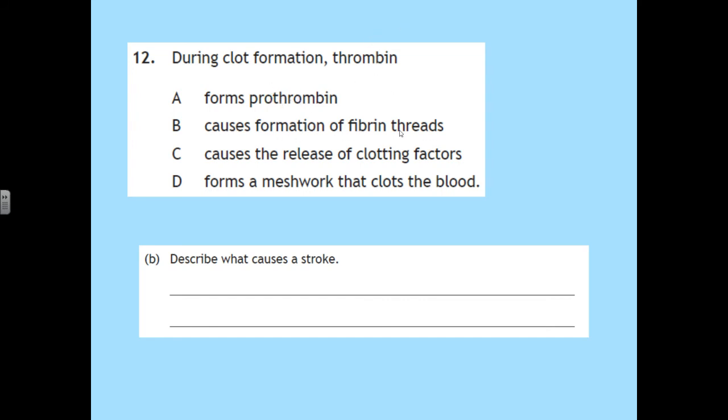Causes the formation of fibrin. So thrombin does cause fibrinogen to become fibrin, so it might be B. Causes the release of clotting factors, no, that's the thing that causes prothrombin to become thrombin, these clotting factors. Forms the meshwork that clots the blood, no, that's the fibrin fibers here. So thrombin causes the formation of fibrin threads by causing fibrinogen to become fibrin.